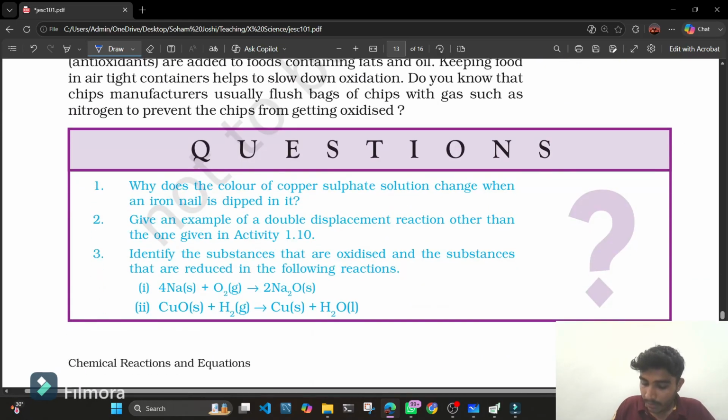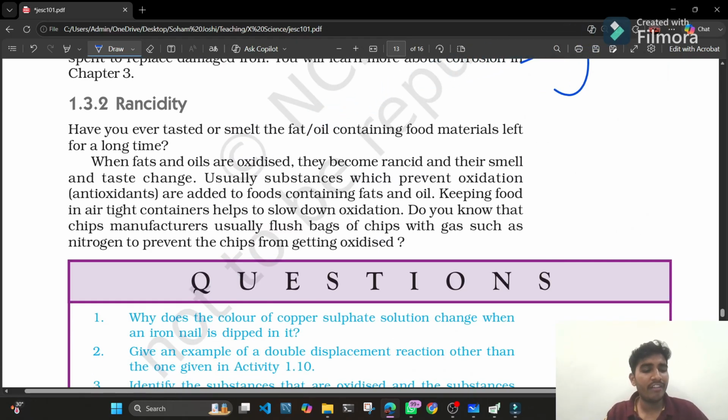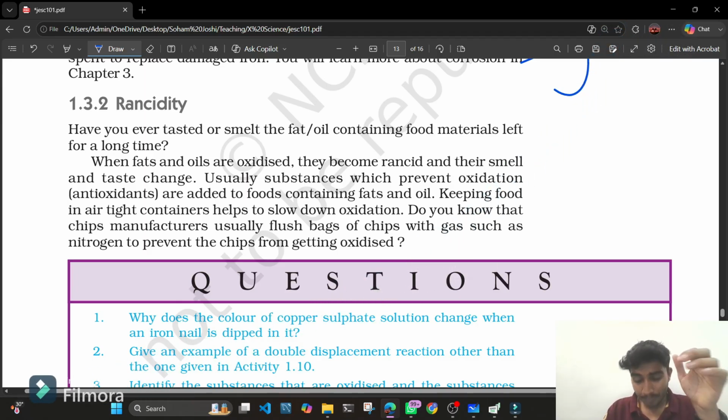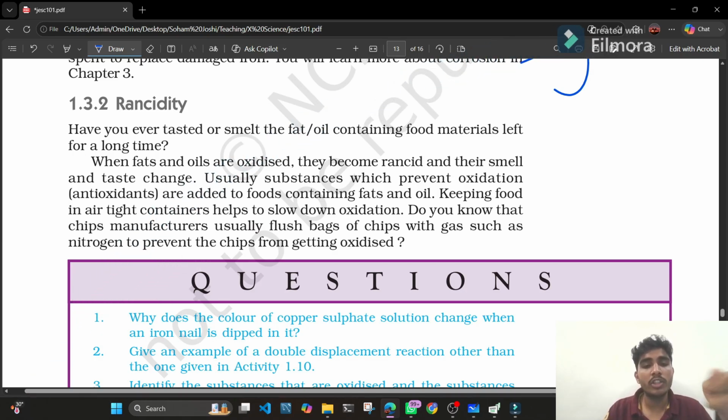Then we have rancidity. Many times you have felt that when you keep a packet of chips open for a long time, it tastes bad, or it smells bad. So what happens is, the fats and oils, basically chips है, chips तो तले हुए हैं तेल में, उसको गरम फ्राई किया हुआ है, so the fats and oils on the chips are getting oxidized and they become rancid, and their smell and taste changes. तो वो rancid हो जाते हैं, that is खराब हो जाते हैं.